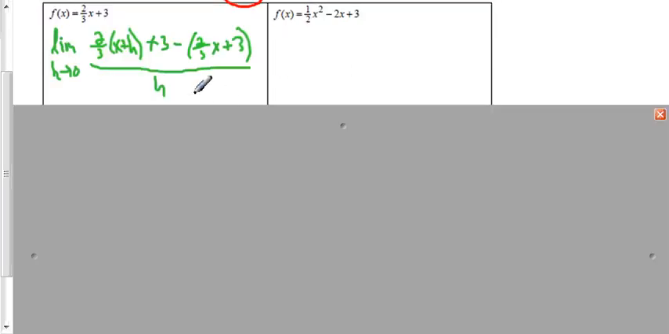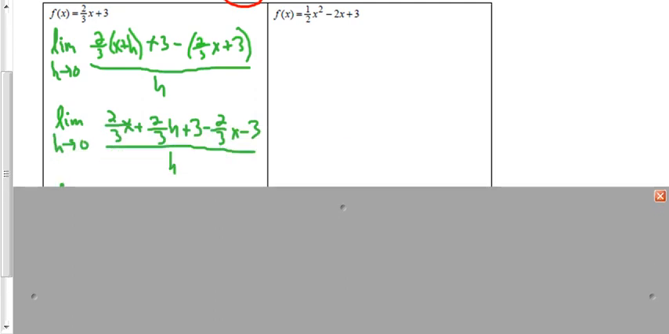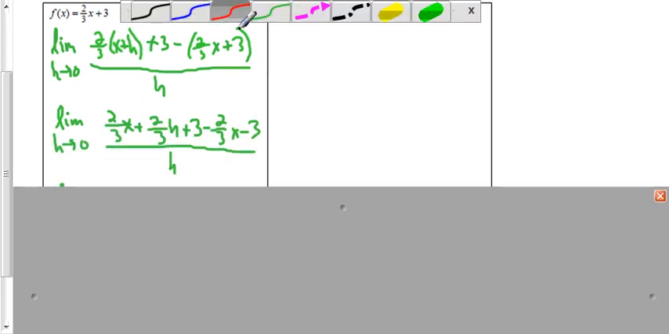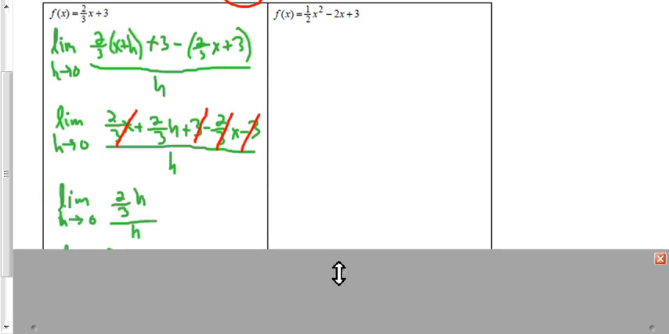All right, so here's what we get when we substitute into the difference quotient. Let's simplify, and once I simplify, I see I can cancel a few things out. So 2/3 x is going to cancel with -2/3 x. 3 is going to cancel with -3. So what am I left with?